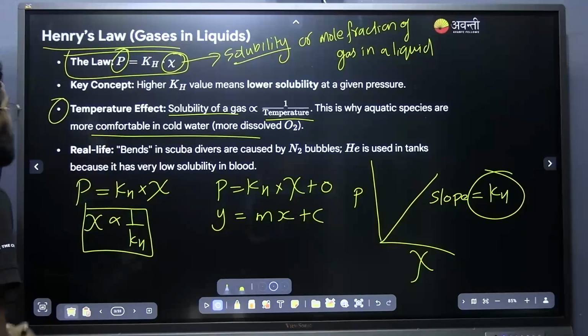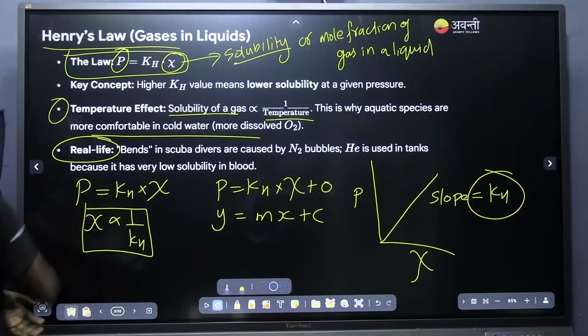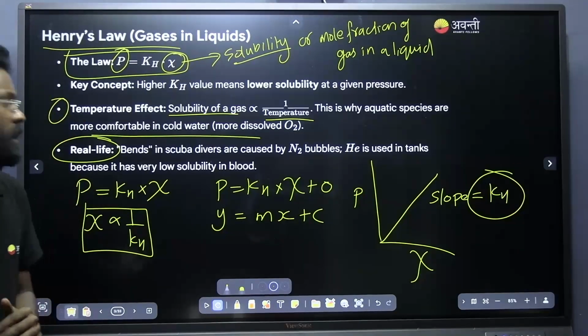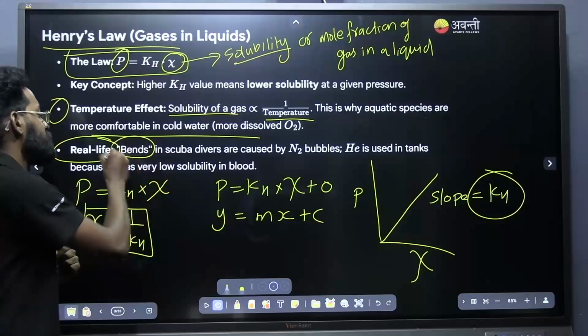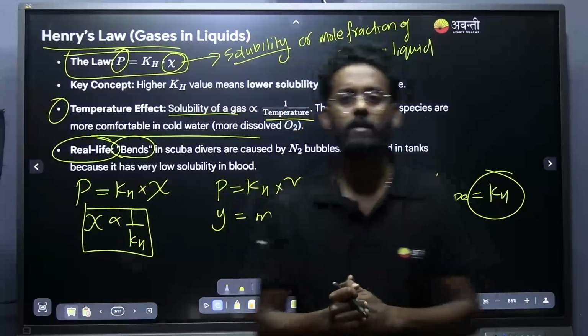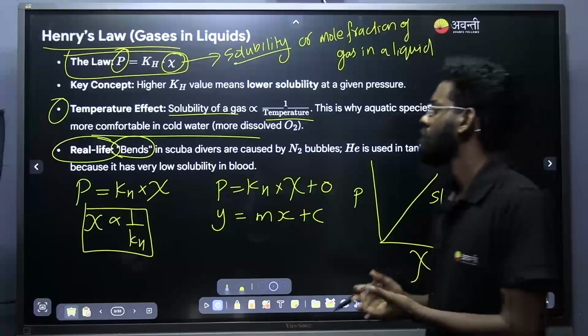Yes. Now, another important application of Henry's law constant. What is this? It is a condition which we can call bends. What is this condition? Can anyone let me know?